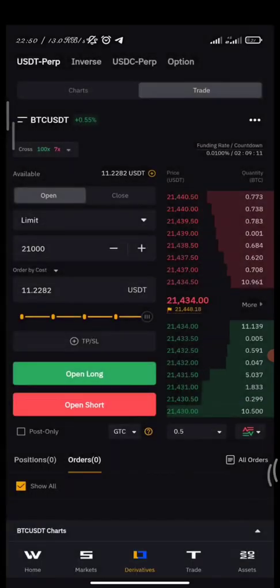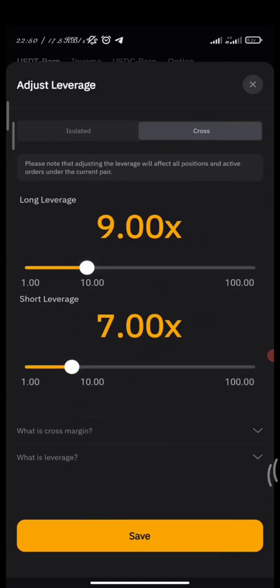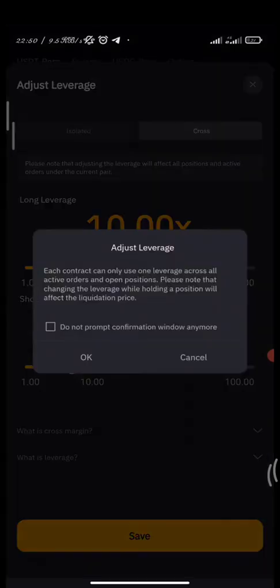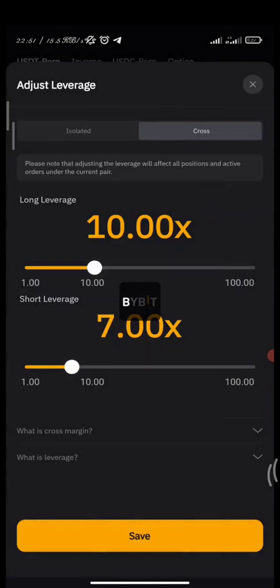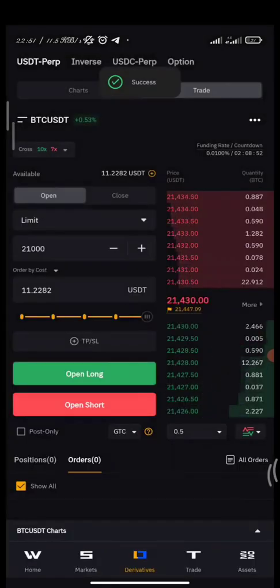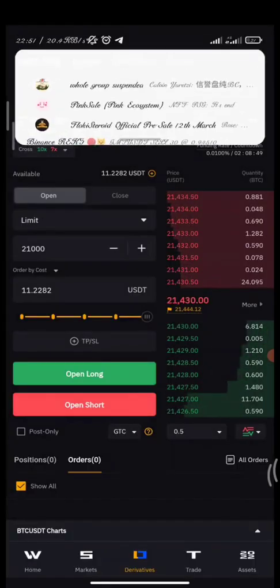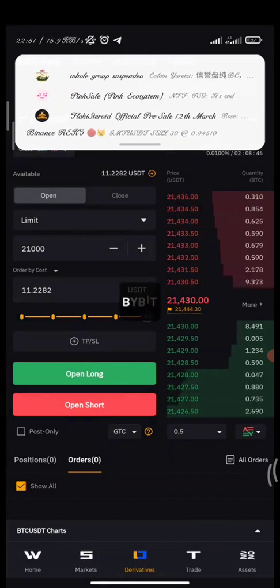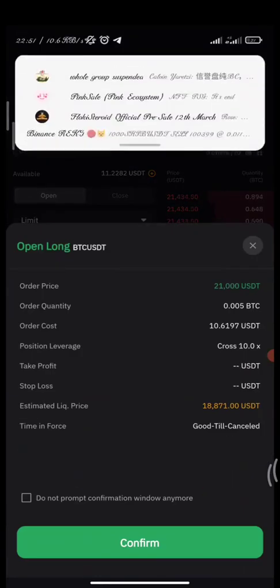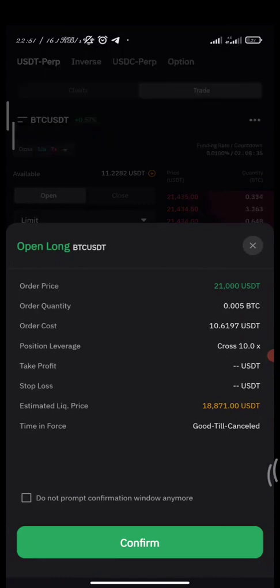Now if I decrease my leverage, let me use 10. Save. I'm actually paying more attention to this leverage of 18 because people believe that it brings better money, and at the same time it can wreck you. Now let's say I want to open long. Now you can see 18,871 as my liquidation price.